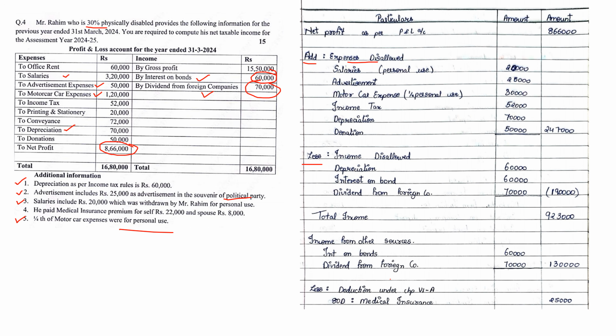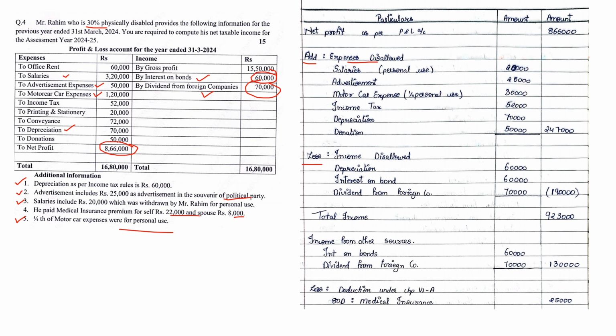Less deduction under Chapter 6A. Now how many deductions can be seen here? One is medical, 22 plus 8, 30,000. Under 80D, the maximum limit is only 25,000, so a 25,000 deduction we have given. Physically disabled: if you have a disability of less than 40%, you cannot get any deduction. So 30% disability will not get any deduction, so there's only one deduction which I can see here.